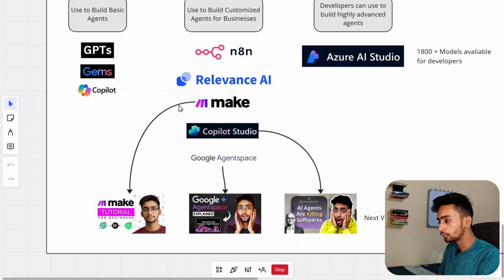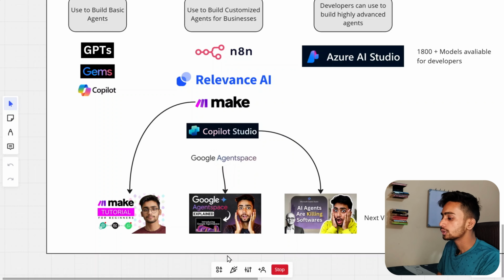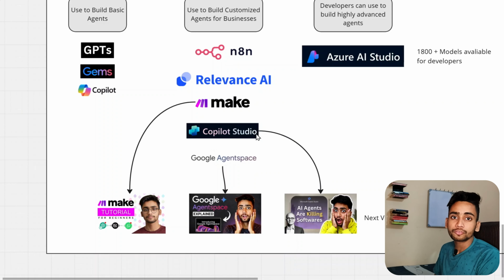Like I have created an in-depth tutorial video on Make.com. Agent Space, which is the AI agent builder which Google will launch to build customized AI agents for businesses, about that also I have created a video, and my next video will be about Copilot Studio. It is a low code AI agent builder from Microsoft, which you can use to build customized AI agents for businesses.